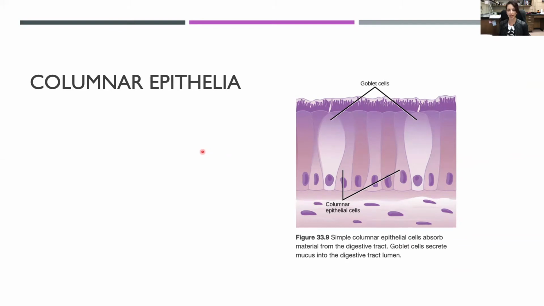The nuclei in the columnar epithelial cells in the lumen of the digestive tract, which is what this is a schematic of, tend to be found along the base, and these cells absorb material from the lumen of the digestive tract and prepare it for entry through the circulatory and lymphatic system. You'll also notice these cells labeled here called goblet cells. And these goblet cells at the top secrete mucus into the digestive tract lumen.